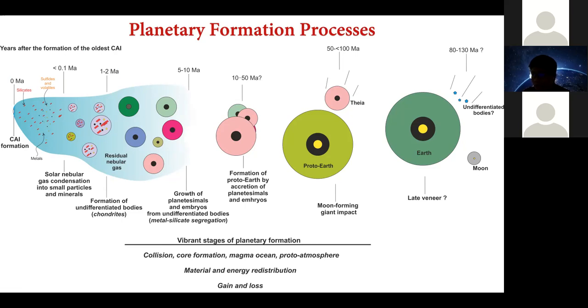and undifferentiated bodies like chondrites. And second, the planetesimals and small bodies grew from undifferentiated bodies, during which evaporation could occur, followed or accompanied by core formation. Planetesimals collide and form the proto-Earth, followed by the moon-forming giant impact, and the last one is the late veneer here, which is argued to add materials into the silicate Earth after core formation.